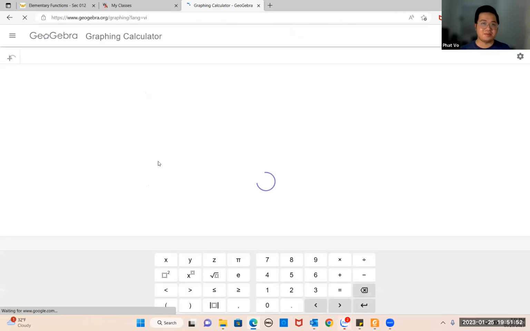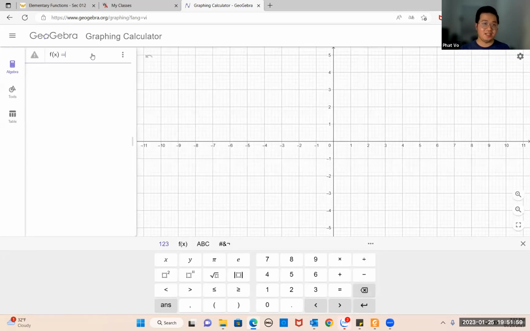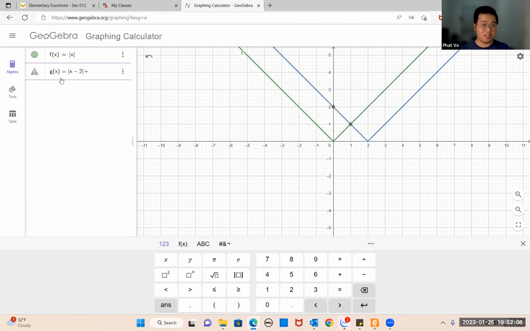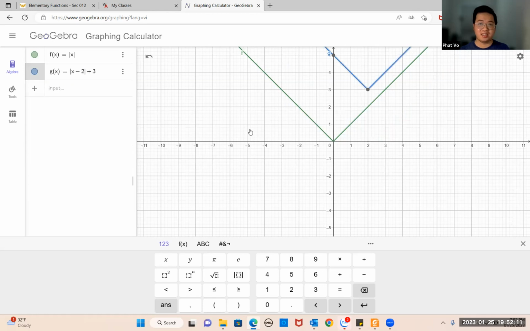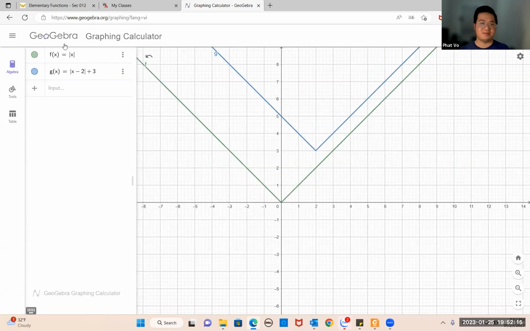You can check by yourself. For example, when I want to sketch the graph of the function f(x) equals the absolute value of x, you can see it's like this. Now I want to check another function like x minus absolute value of x minus 2 plus 3. So you can see the new function here is like this. This kind of website is very useful for you to graph the functions.